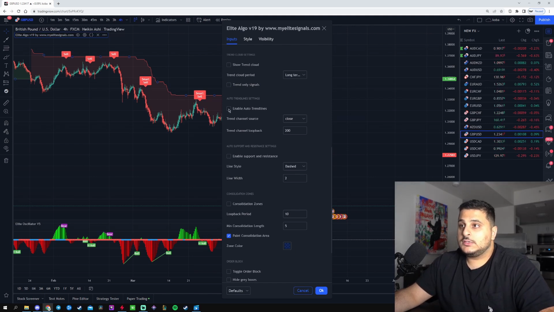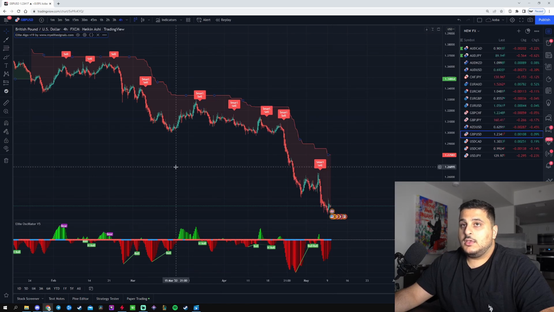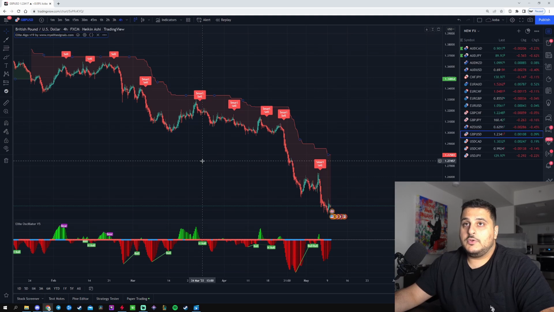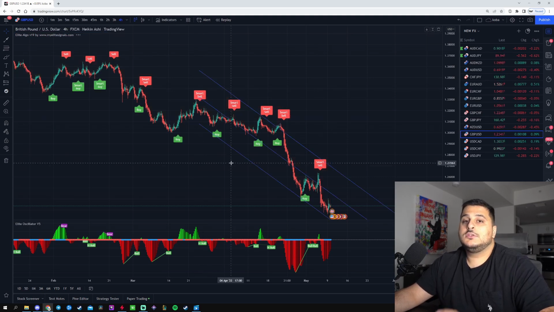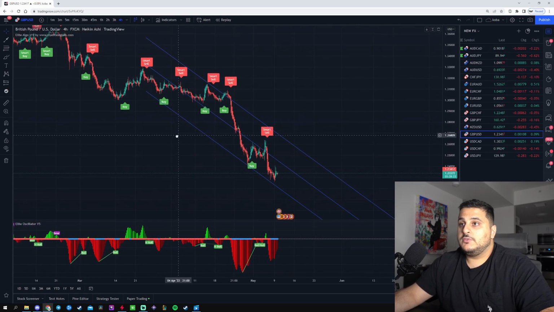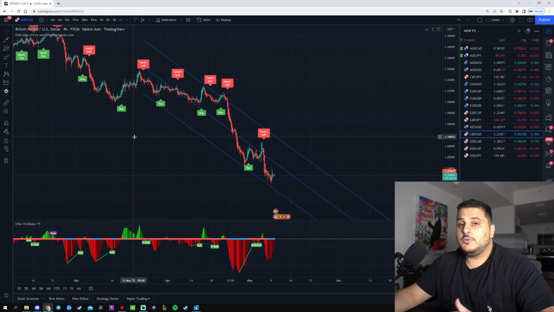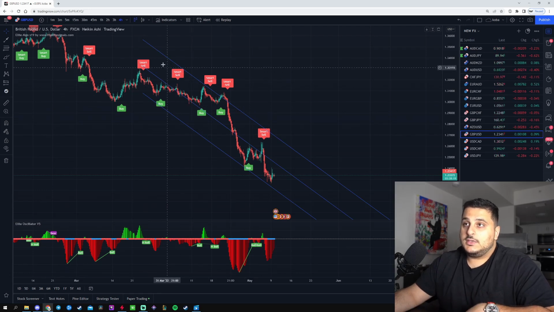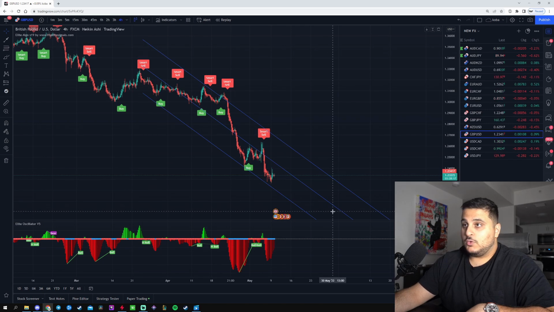If we enable this, EliteAlgo will automatically draw trend lines for you on the chart. Very simple. Check this out. As soon as it loads, I'm going to show it to you. So as you can see over here, we turned off the trend cloud and we turned on trend lines. And we can see here that we have this trend line going downwards.